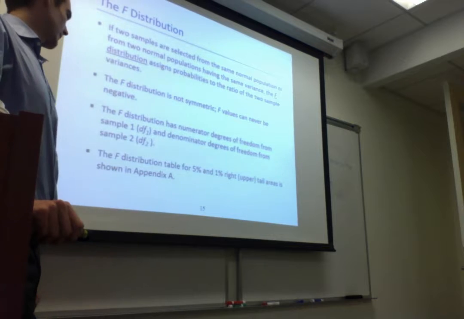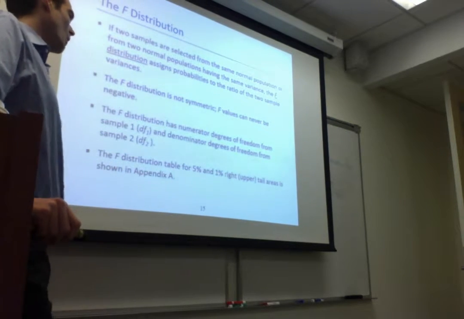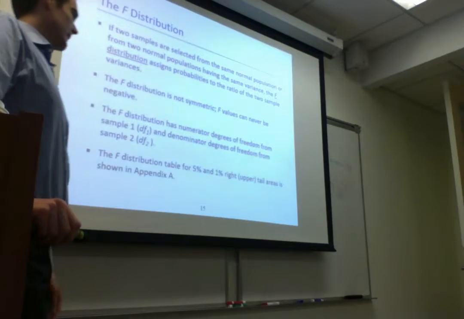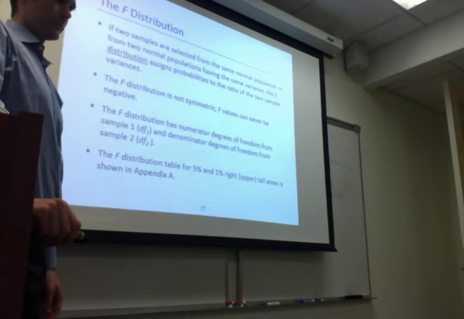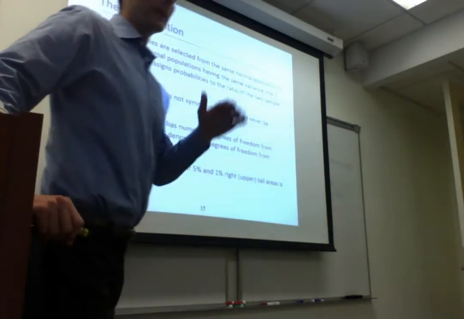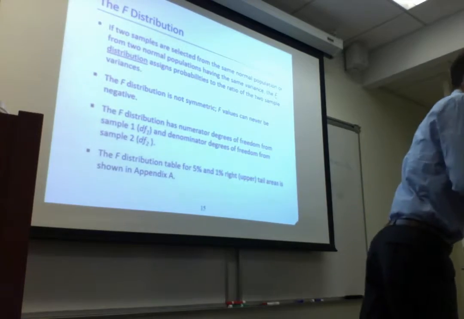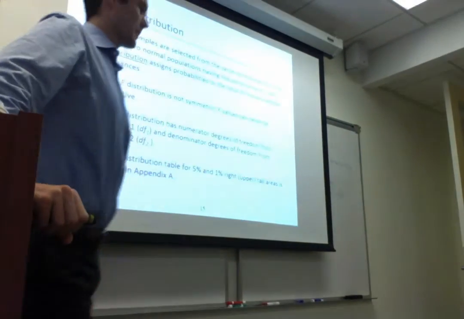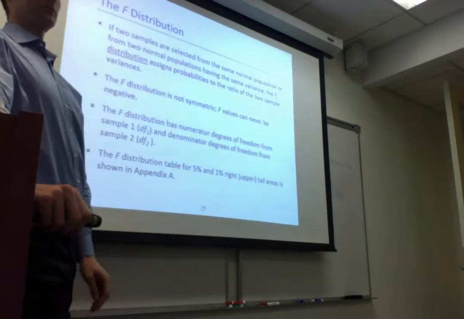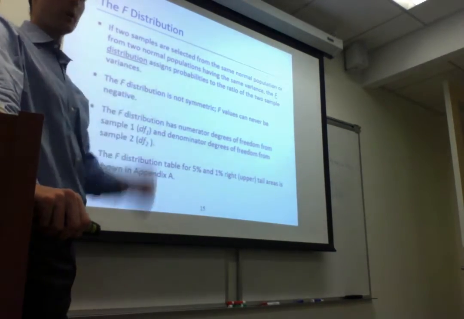We have 2 different varieties of the F distribution in the back of our book. One is for a 5% significance level, and the other is for a 1% significance level. The questions on this will be, are we confident this multiple regression gave us something useful at the 5% level? Are we confident it gave us something useful at the 1% level? If it says 5%, we go to the 5%. If it says 1%, we go to the 1%.